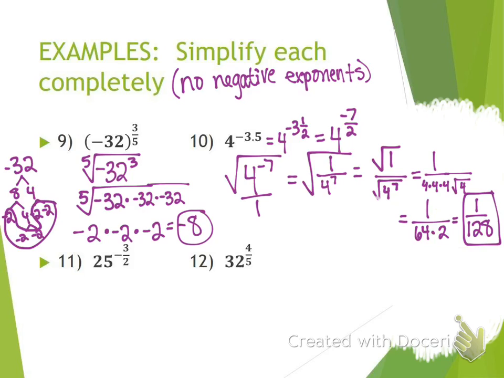All right, on the next one, I'll show you the alternative way of setting this up. If we have a negative exponent from the beginning, which we also had up here, you can go ahead and rewrite the problem with a positive exponent right away if you want to.